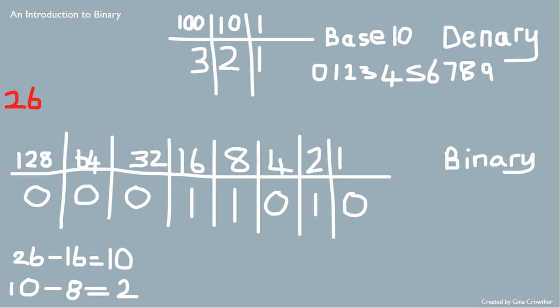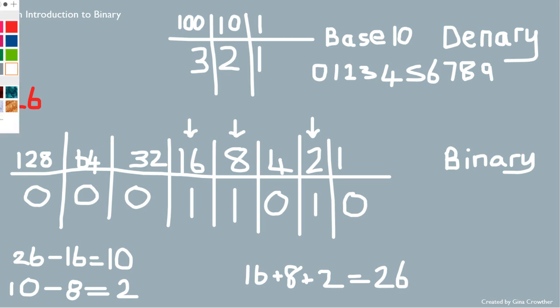Okay, how do I know this is correct? Well, first of all, look for where you put a 1 underneath to just check. So we've got this one, and this one. Let's add them together and just check that this is correct. So we've got 16 plus 8 plus 2, and that equals 26.